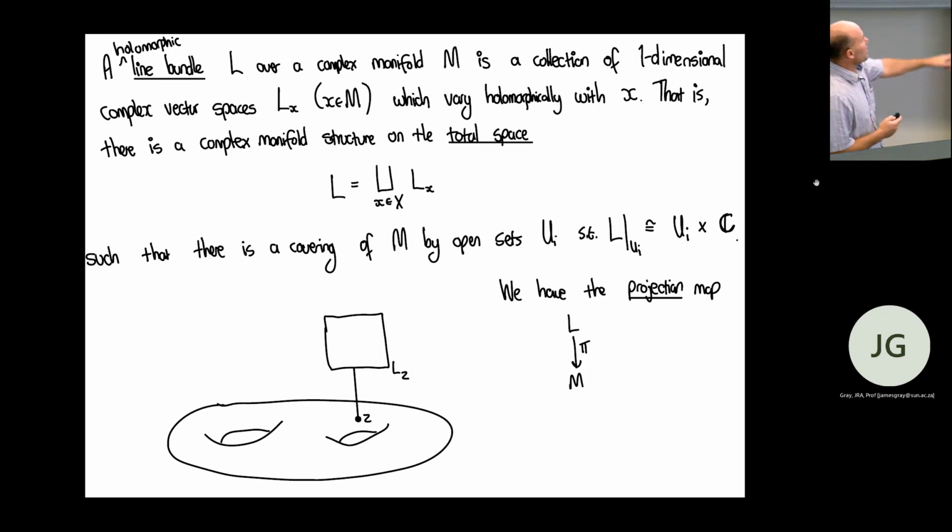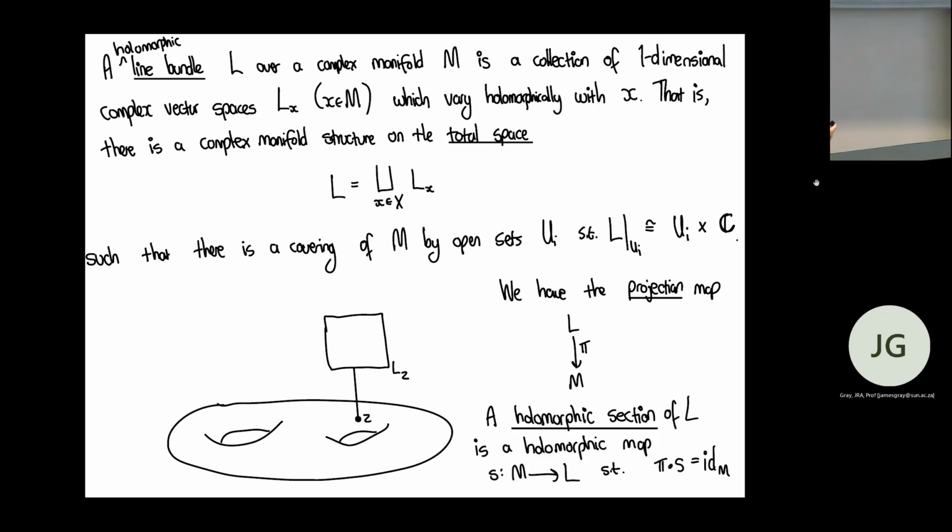To say a little bit more, we've obviously got the projection map pi from the line bundle onto M. A holomorphic section of the line bundle is a holomorphic map from the base space into L, such that pi after s is the identity. That just means that it sends an element z in the base space to s(z), which must land in the line living above z. So for every element in the base space, we've got a vector in this one-dimensional complex vector space living at that point. That's what a section is, and that map must be a holomorphic map.